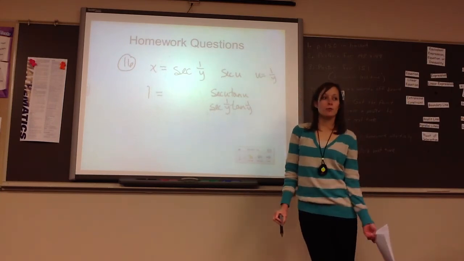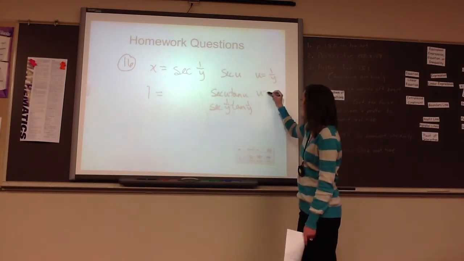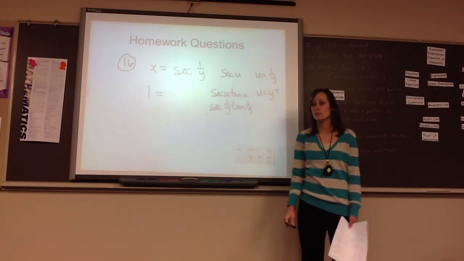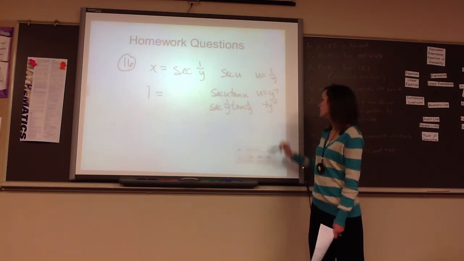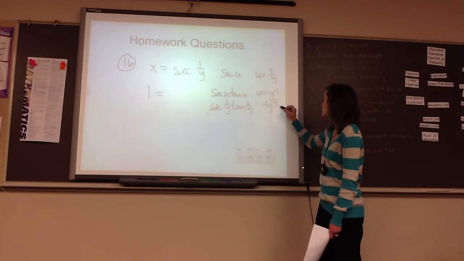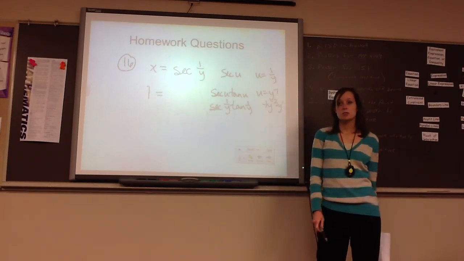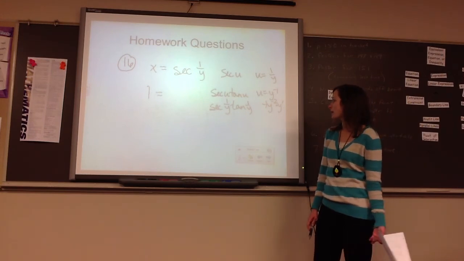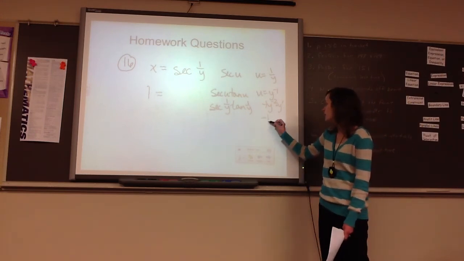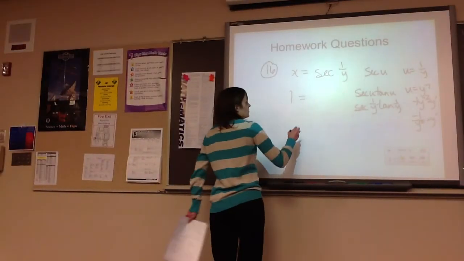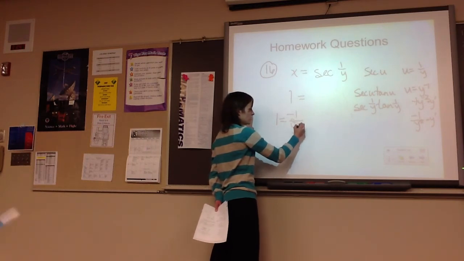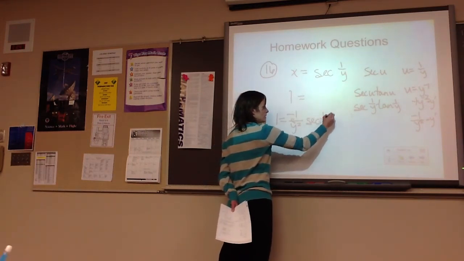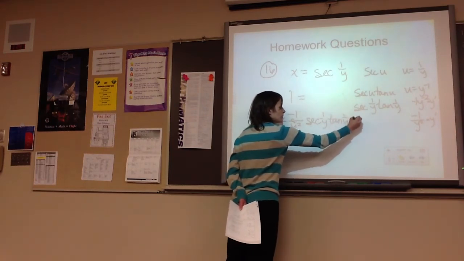To do the derivative of 1 over y, you rewrite it as y to the negative 1. Put your exponent in front, negative 1 times y, drop your exponent by 1, so negative 2. Since it's y, we'll multiply by y prime. I'm going to fix it and make it prettier. So I'm going to have negative 1 over y squared times y prime. So we have 1 equals negative 1 over y squared secant of 1 over y tangent of 1 over y times y prime.